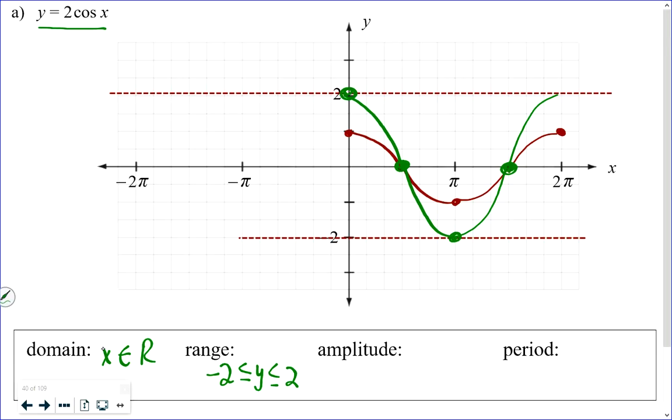What is the amplitude? 2. And I hope you can come to this conclusion quite quickly. That will always be the amplitude. If I stretch that original graph, whether it's cosine of x or sine of x, by a factor of a, whether it's positive or negative doesn't matter, whatever the absolute value of that a is, that's the stretch factor, which is going to give us the new amplitude. What is the period? 2 pi. Are you with me on that? Okay.